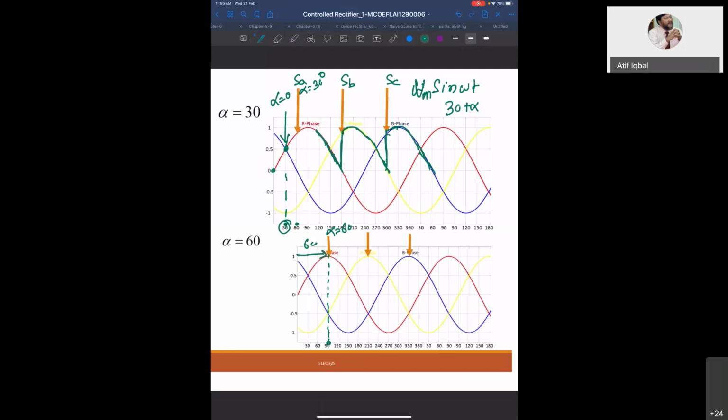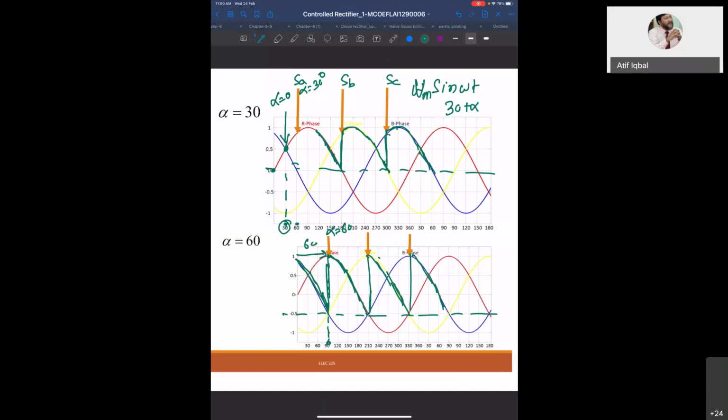Understand? So can you draw now the output waveform? You see, I can draw like this. I go like this until this point, and then I follow the second waveform. Then I follow the third waveform. So this is my output. So what did you see here? Here it was touching zero. Now here it is touching negative. It is touching negative. But when will this be possible?